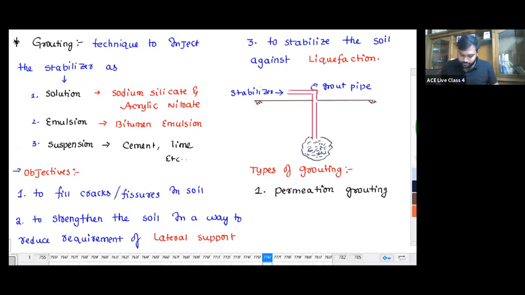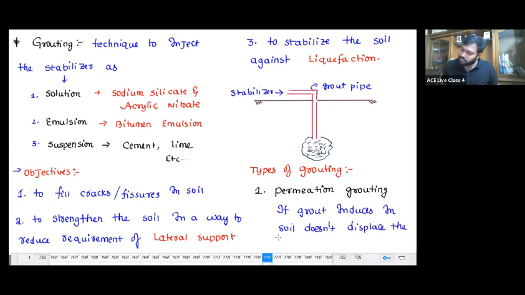So if the grout induced in the soil does not displace the solid particles, such type of grouting we call a permeation grouting.